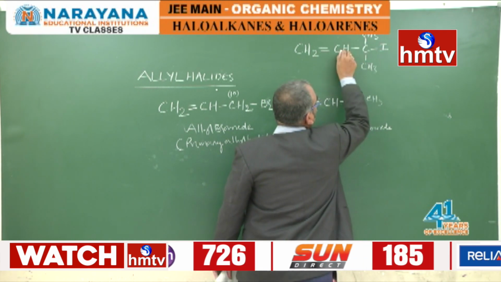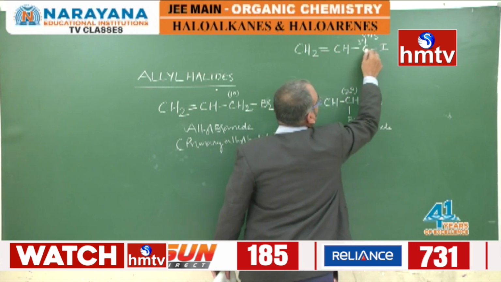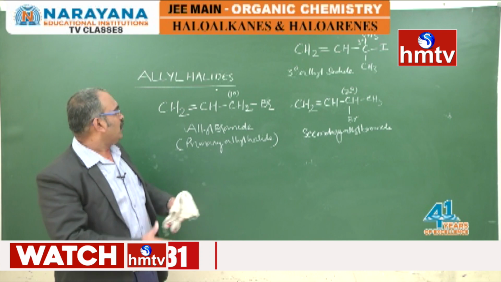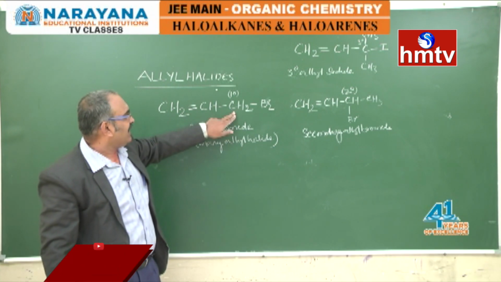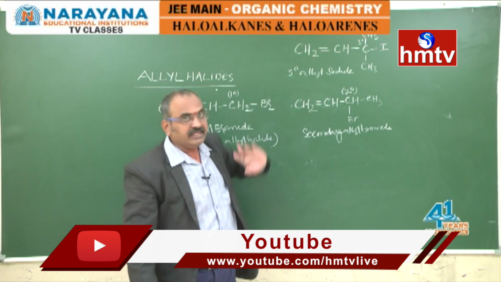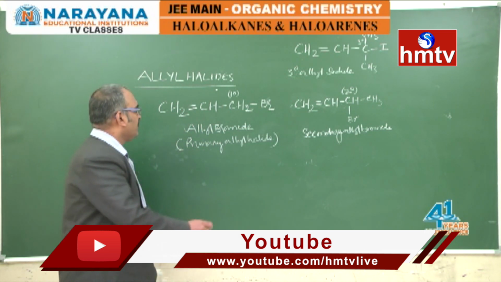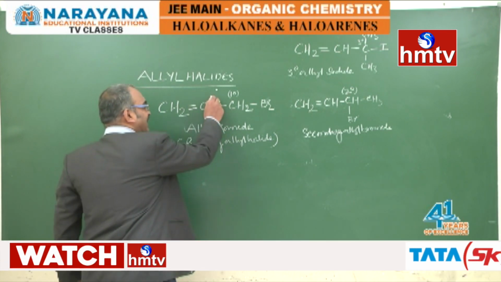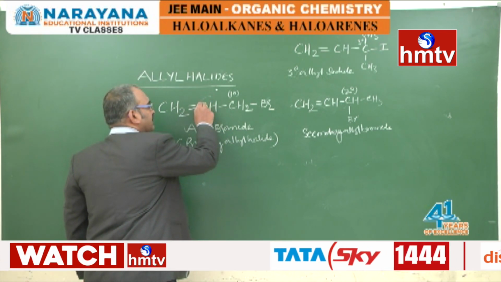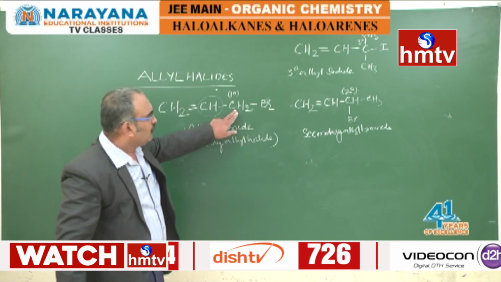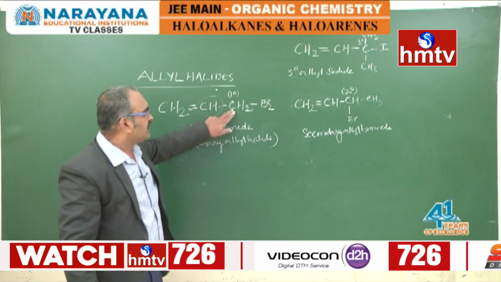Allylic carbon attached to three carbons, that's why it is tertiary. This is tertiary allyl iodide. I will tell you once again, this is primary allyl halide, this is secondary allyl halide, that is tertiary allyl halide. Here the double bonded carbon is called vinylic carbon. This is vinylic carbon, and the carbon attached to vinylic carbon is allylic carbon.